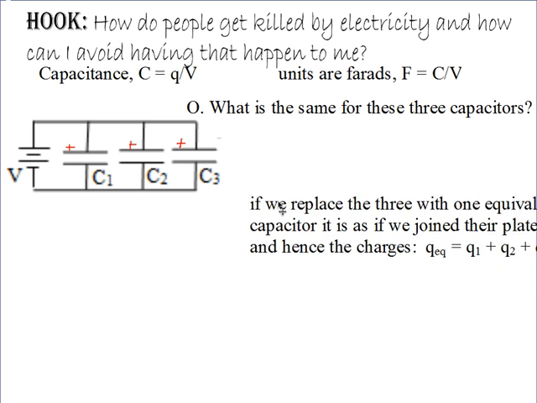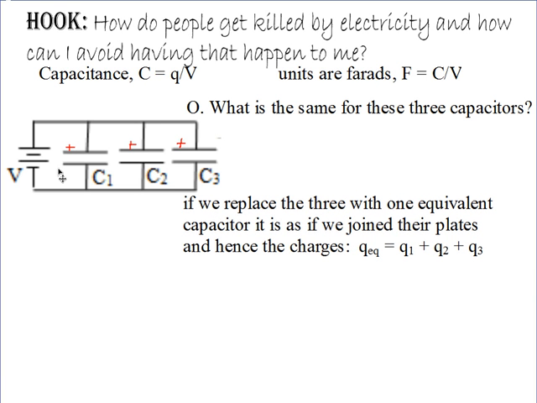Now, if this capacitor, when it had this voltage of V on it, held a charge of 1 coulomb, and this one a charge of 2 coulombs, and this one a charge of 3 coulombs, I hope you can see that if I were to think about these 3 together as just one equivalent capacitor, that the charge on it would be the sum of 1, 2, and 3, or there would be 6 coulombs on this capacitor here.